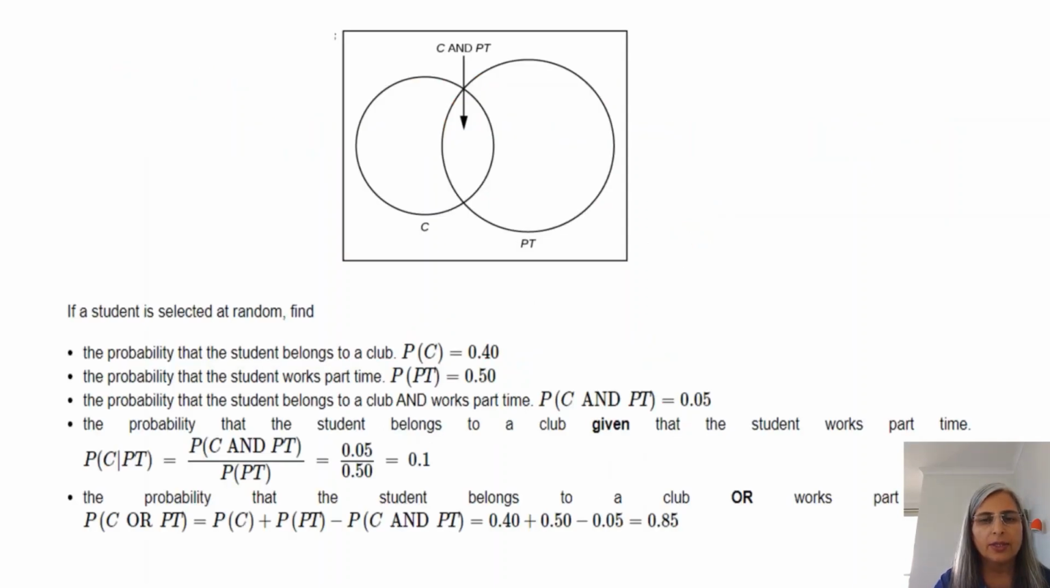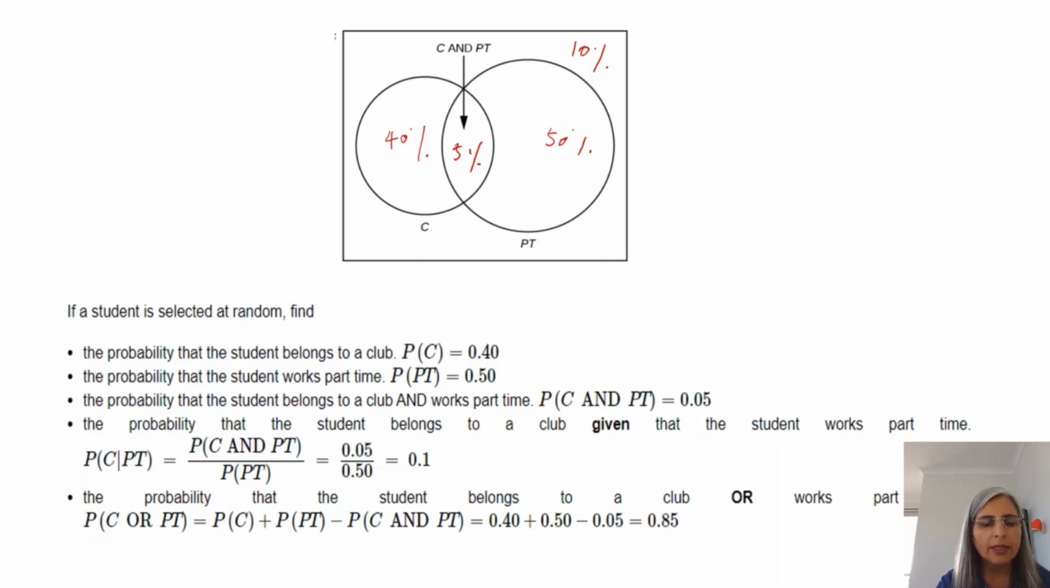And now we answer the questions. And just for a reminder, we just enter the figures in the Venn diagram just to keep a record in our mind. So students going to the club were 40%. Going to the part-time work was 50%. And those that were doing both of things were 5%, and 10% were outliers.